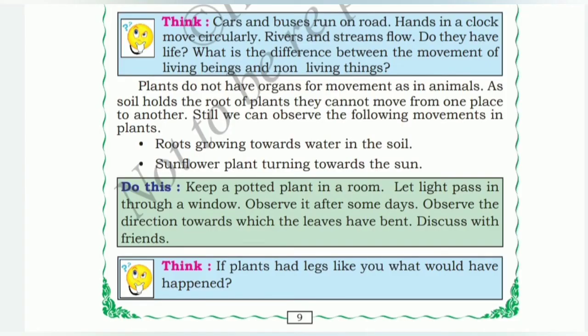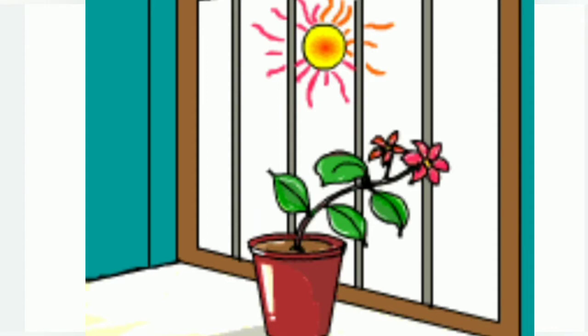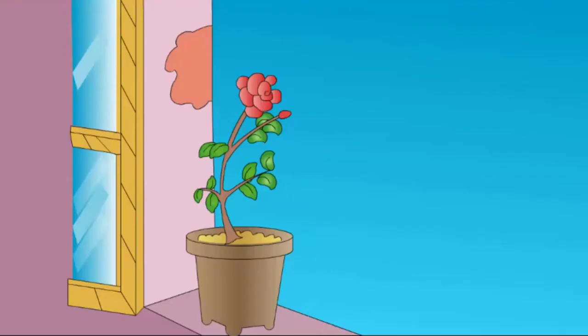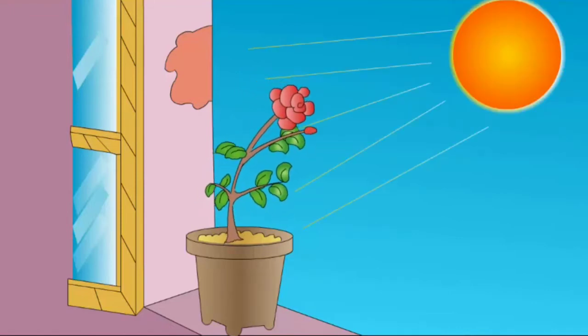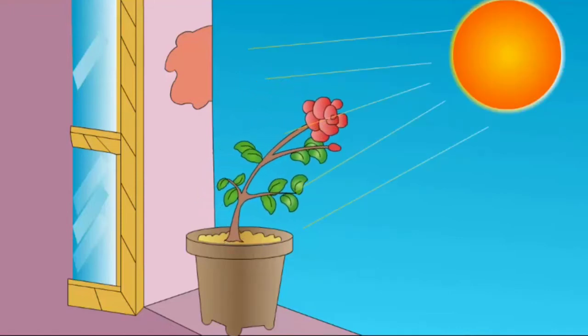Here is an activity in your textbook. Keep a potted plant in a room. Let light pass in through a window. Observe it after some days. Observe the direction towards which the leaves have bent. Discuss with friends. You will observe that the plant has bent over towards the sunlight. The bending of the stem of the plant indicates that plants move towards the sunlight.